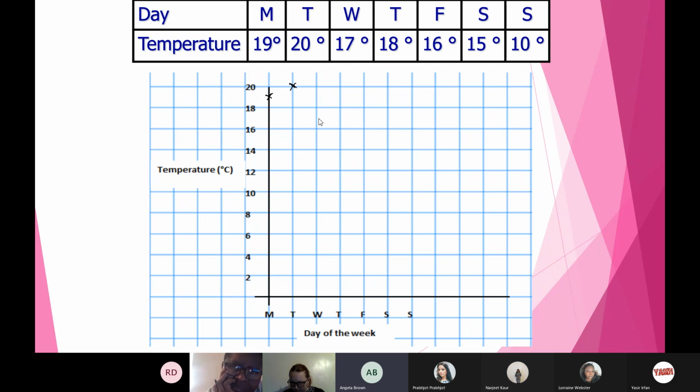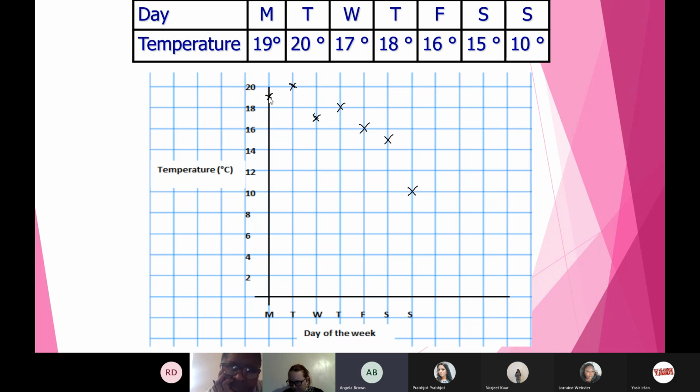Wednesday is 17, so there's our Wednesday. 17 is about here. Thursday is 18, so that's going to be here. Friday is 16, so that's going to be here. Saturday is 15, so that's going to be here. Sunday is 10, and that's going to be here. So I've plotted my points.